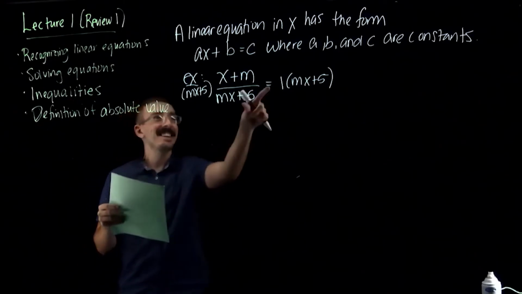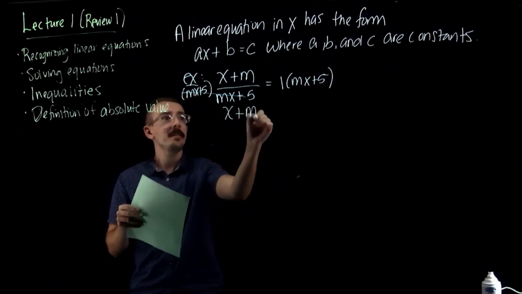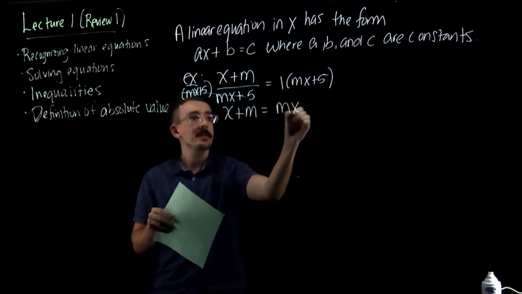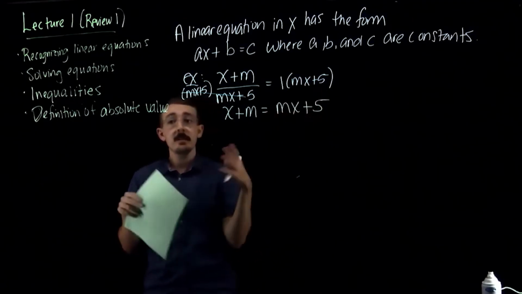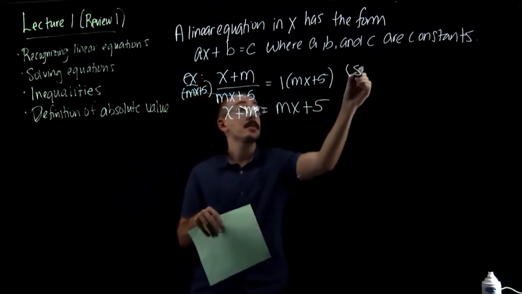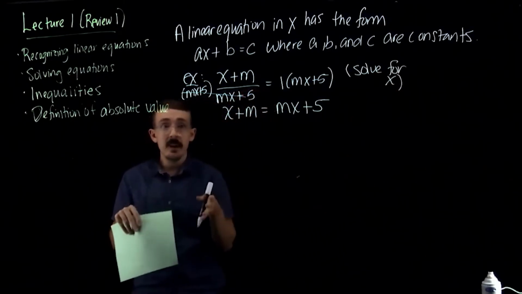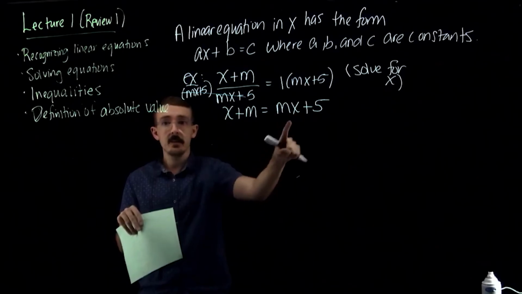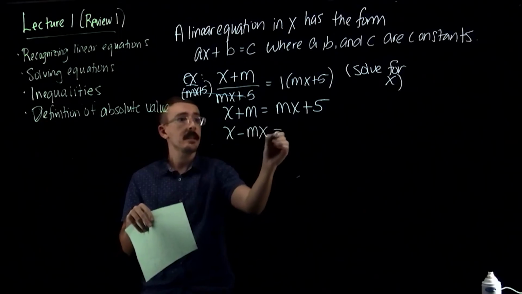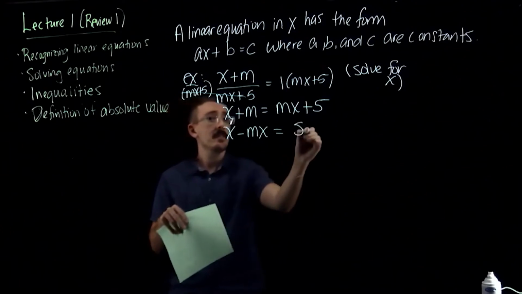OK, so if you multiply both sides, this cancels out, and you get x plus m equals 1 times mx plus 5, since 1 times anything is itself. I'm still trying to solve for x, that's what we're doing. I'd like to get all the x's on one side. This thing has an x right here, so I'm going to move it to the left. To do that, I subtract. So I get x minus mx equals, let's take this m and subtract it over here because it doesn't have an x. So it'll be 5 minus m.